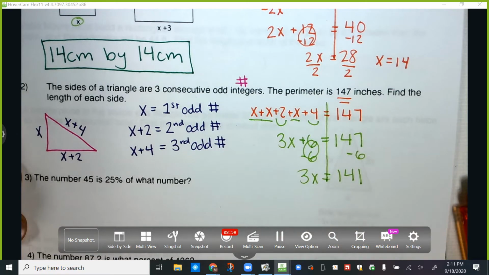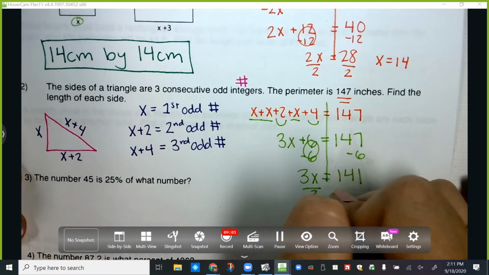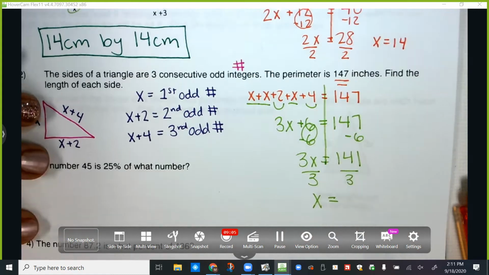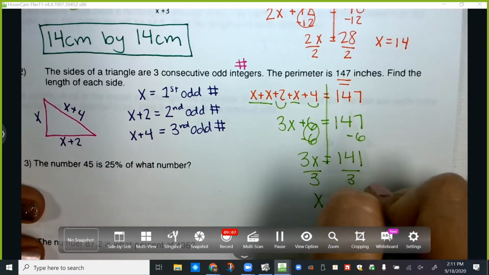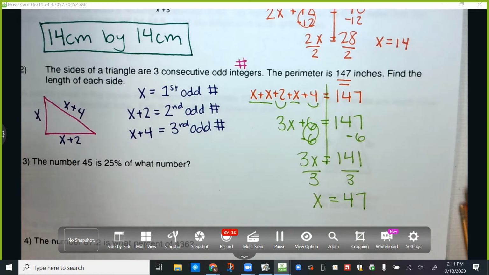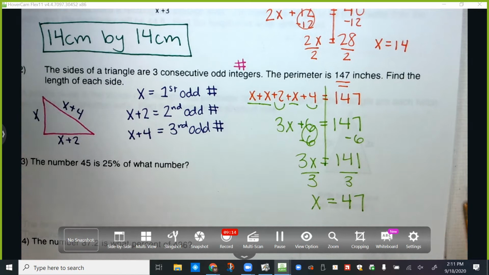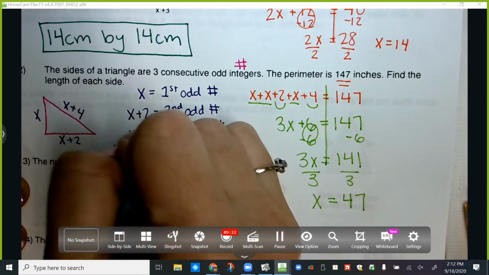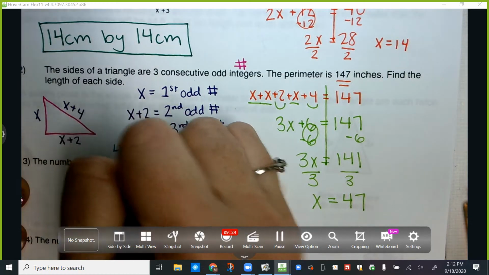And then what did you say? Divide both sides by 3. And I get x equals what? 47. Is that an odd number? Yeah. So is it working for us so far? Yes. Okay, so always check your work like that. Such a simple way. Okay, so 47 what? 47 inches. So I know that my first side length is 47 inches.